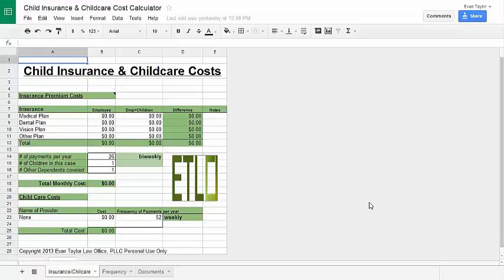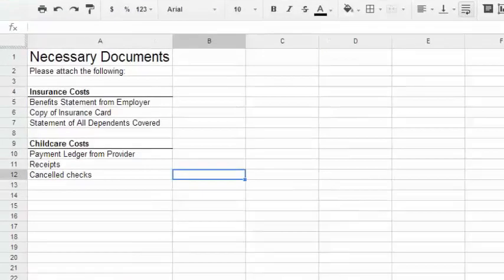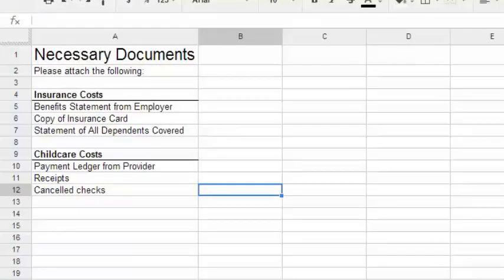So before we begin, as always, we're going to try to make sure we have the best documents to show us what this information is. You're going to need a benefit statement from your employer that shows the cost of your insurance premiums for yourself, for your children, for your family, for your spouse, a chart that lays that out. I'm going to show you an example of that in a minute.